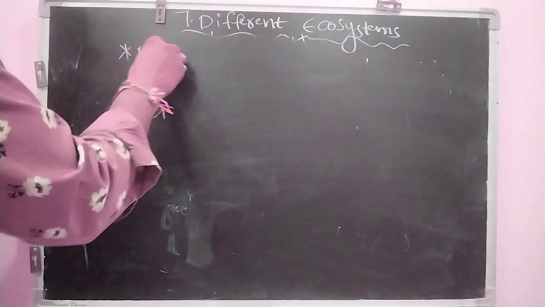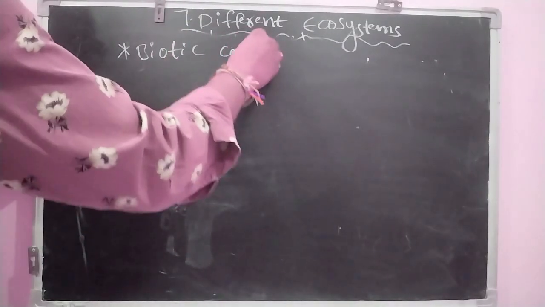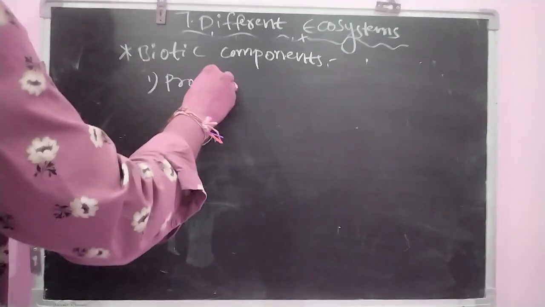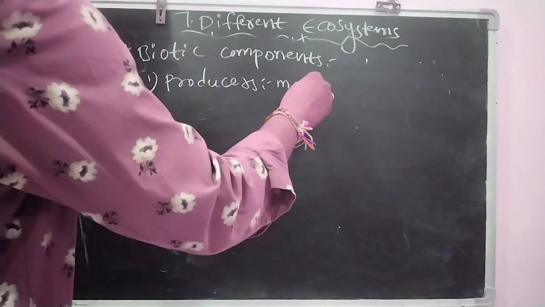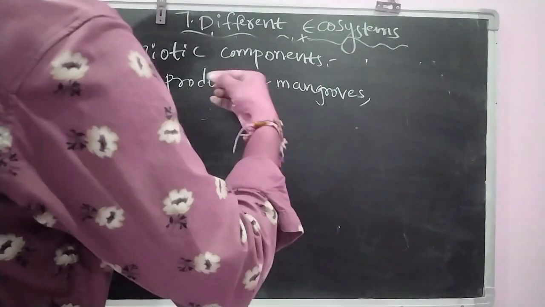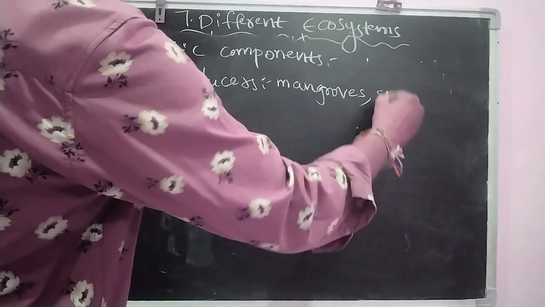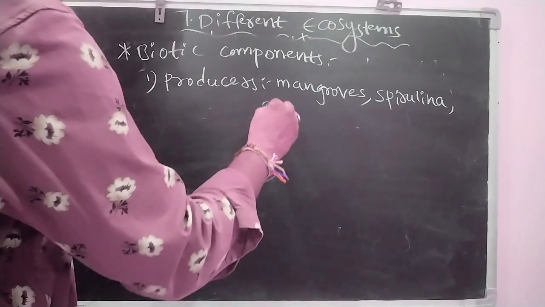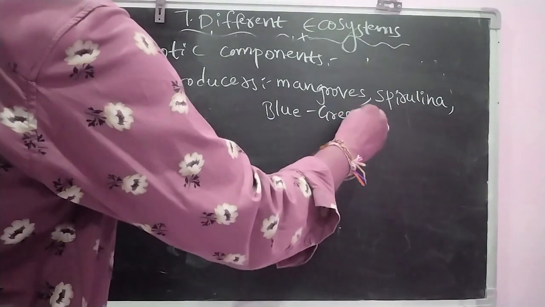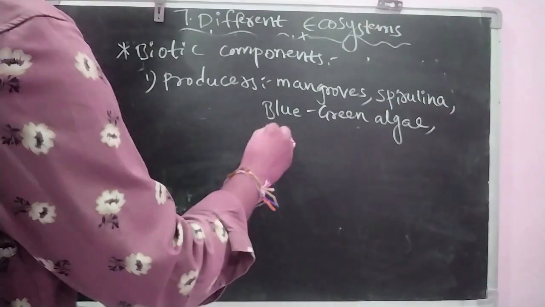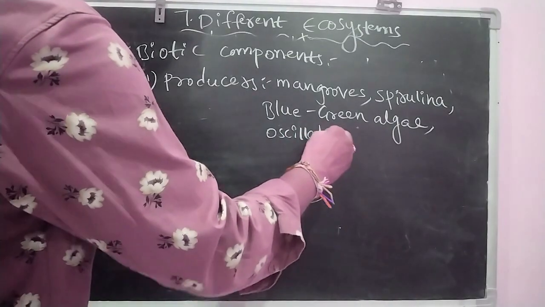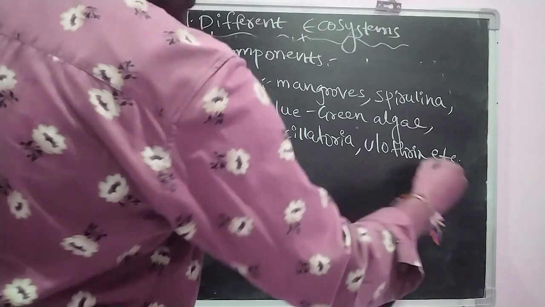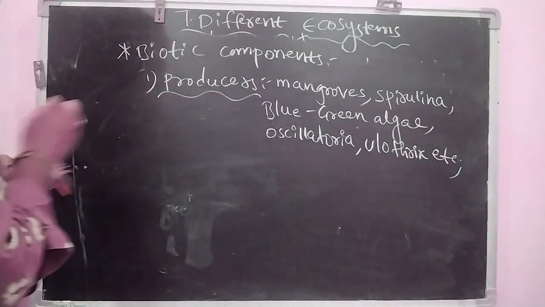The biotic components in the mangrove ecosystem: producers first. The producers here are mangrove plants and spirulina, a type of algae. Next, blue-green algae, Oscillatoria, Eulothrix, etc. So these are producers, who prepare their own food materials.